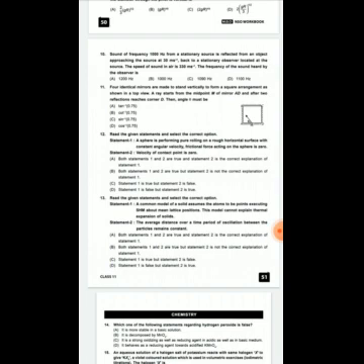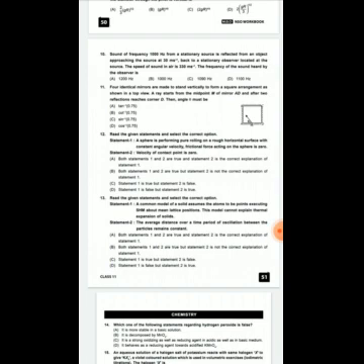Statement 2. The average distance over a time period of oscillation between the particles remains constant. So you need to choose an option. Option A: both statement 1 and 2 are true and statement 2 is a correct explanation of statement 1. Option B: both statement 1 and 2 are true but statement 2 is not a correct explanation of statement 1. Option C: statement 1 is true but statement 2 is false. Option D: statement 1 is false but statement 2 is true.